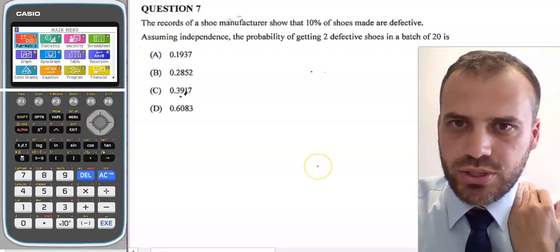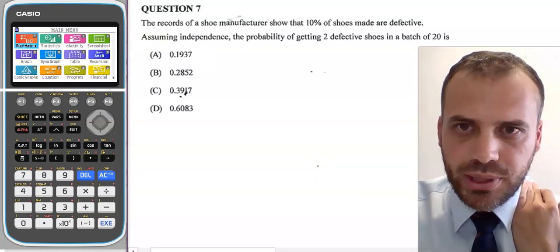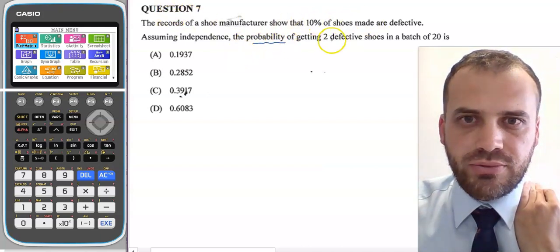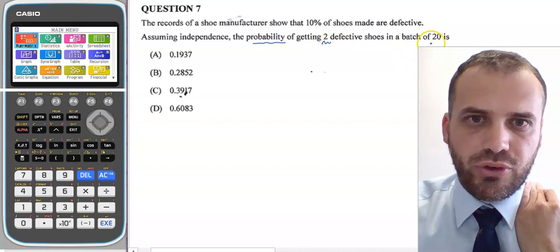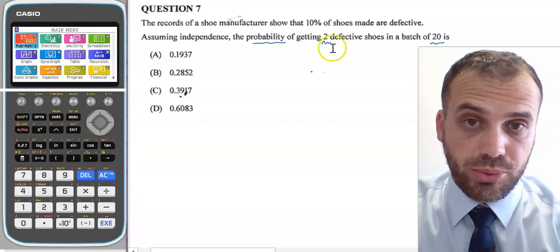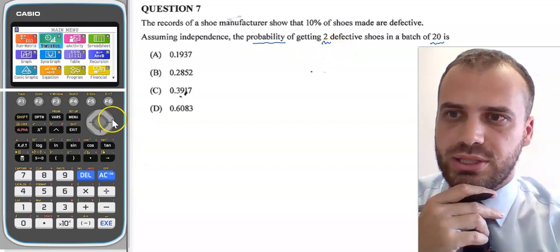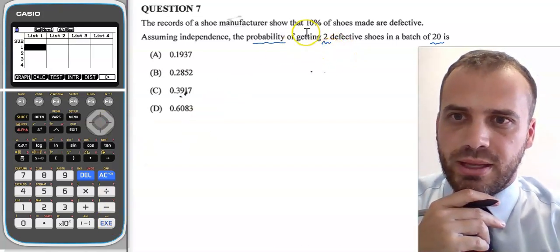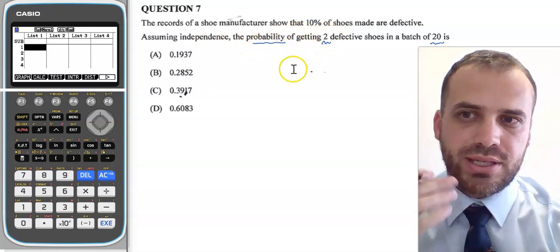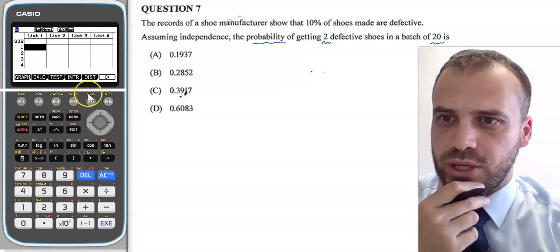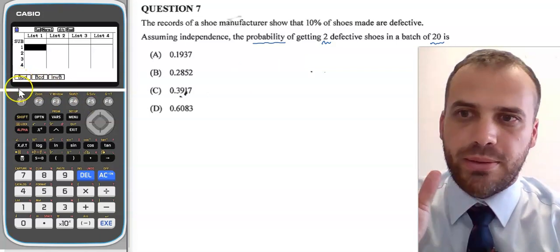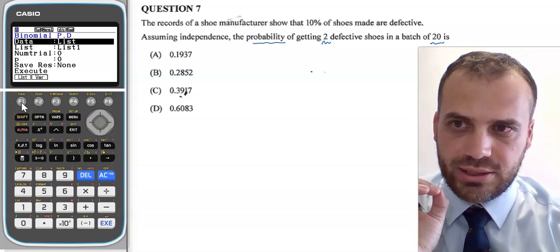Question 7, which is very clearly some sort of probability question. 10% of shoes are defective, 2 defective shoes from a batch of 20. This is a binomial probability question, so we get to go into our stats mode here. Now, it says the probability of getting 2 defective shoes. That means exactly 2. So when we go into our distributions, we're looking at binomial and we're looking at BPD because we want the exact.